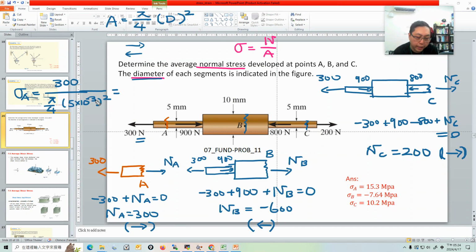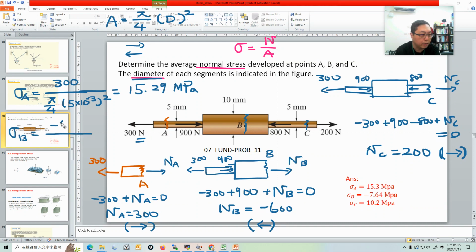So what's the value here? 300, let's see, 25 times 3.14 divided by 4, and the result equals 15.2, okay, let's say 15.9 megapascal. Megapascal, that's the stress at A.